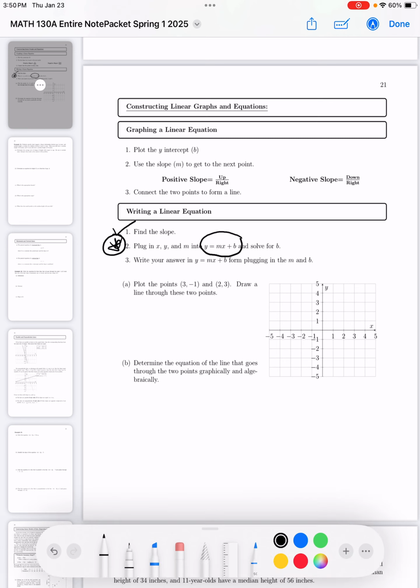I'm going to draw the equation too. I'm just going to write it out first. So I'm going to go out of order. I'm going to jump to this writing the equation. So the first step said that we were going to find the slope. So that is what we're going to do.